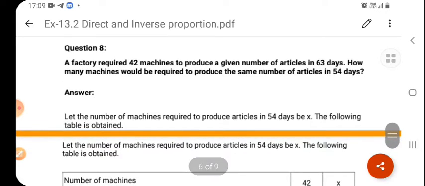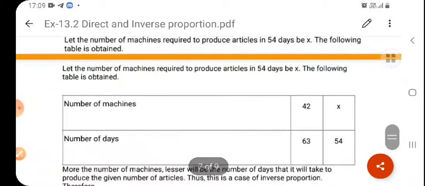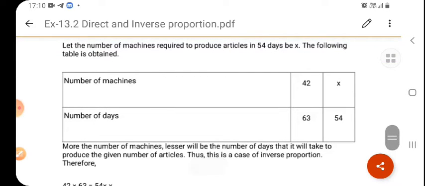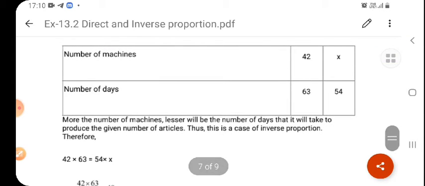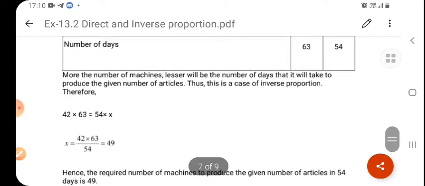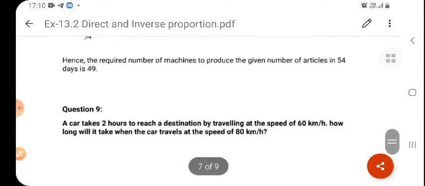Okay, 42 machines produce a number of articles in 63 days. So 42 and 63 are in the same column. Then x and 54. For 54 days, how many machines are needed? So we will assume it as x. 42 into 63 is taken as equal to x into 54. We will get the value of x as 49.